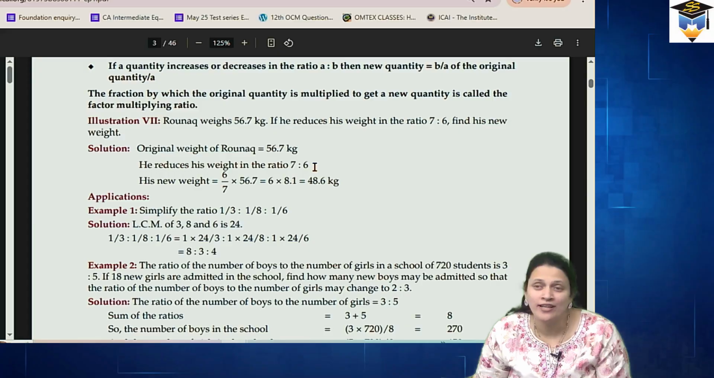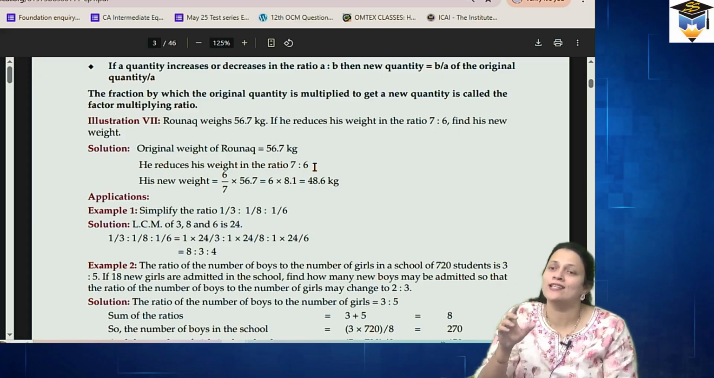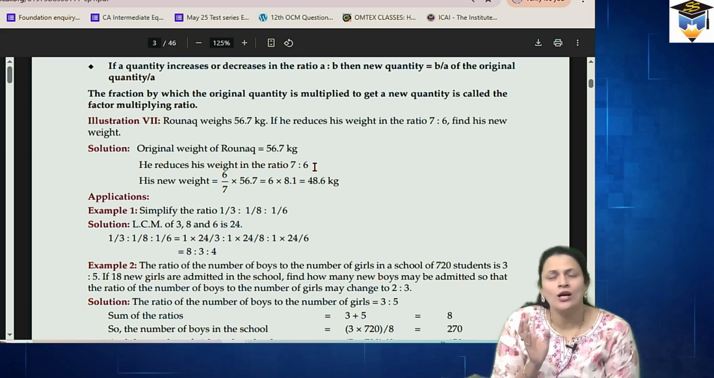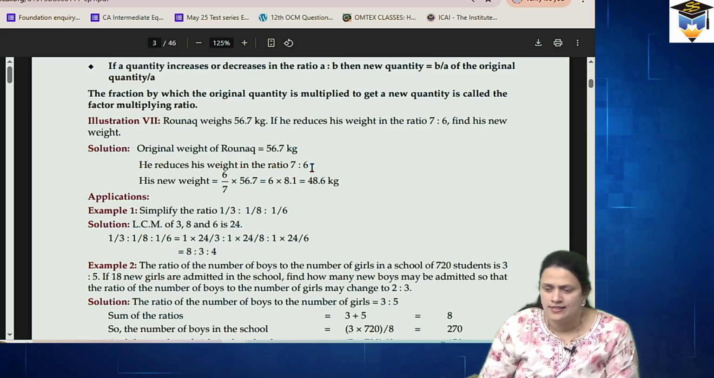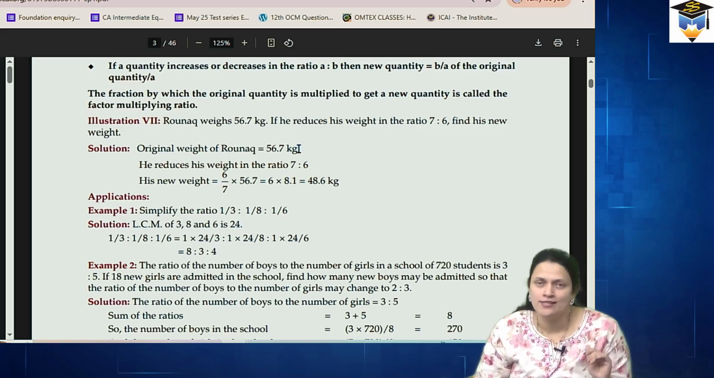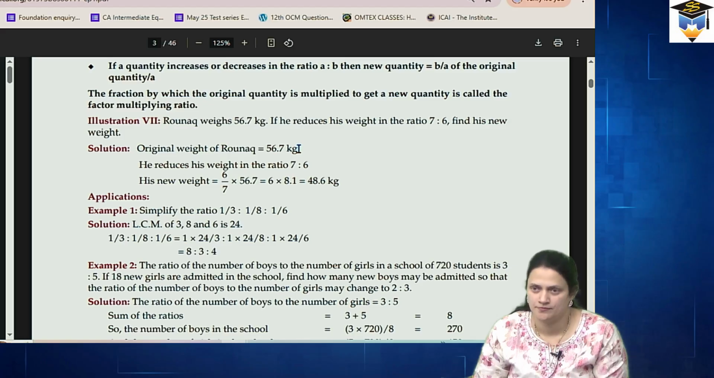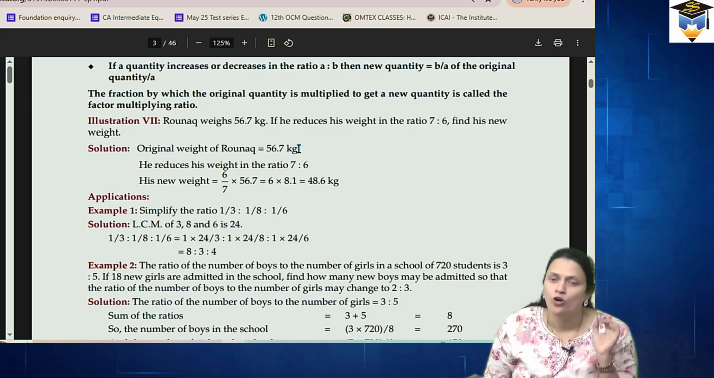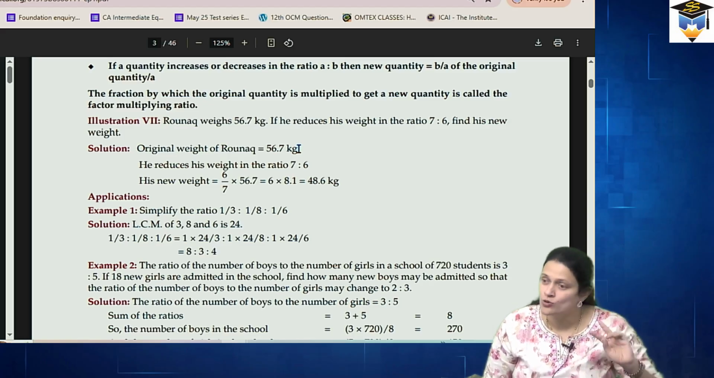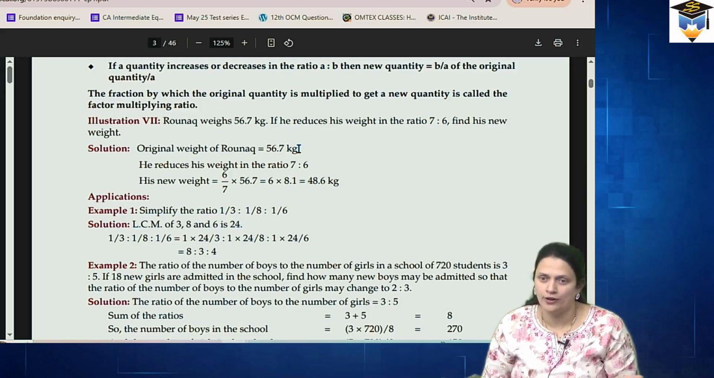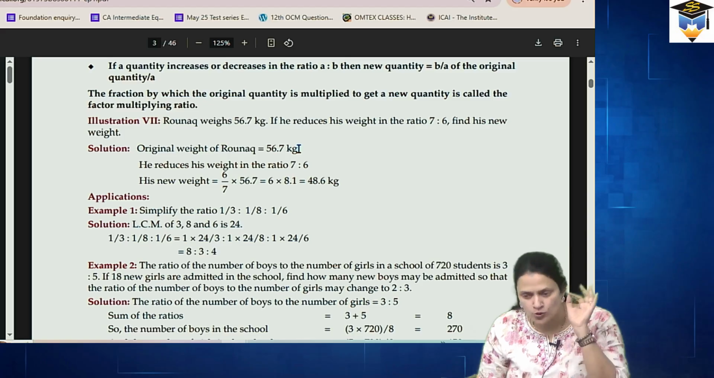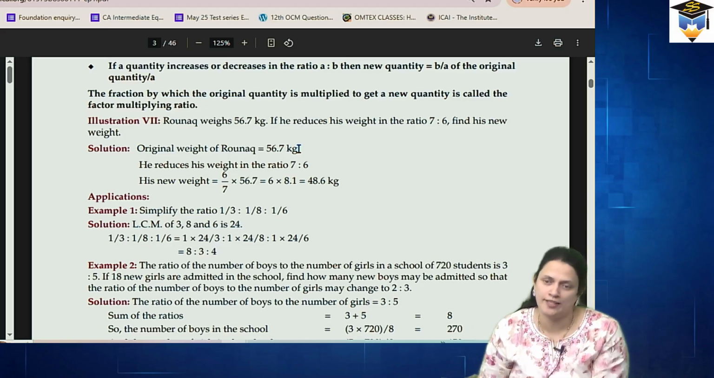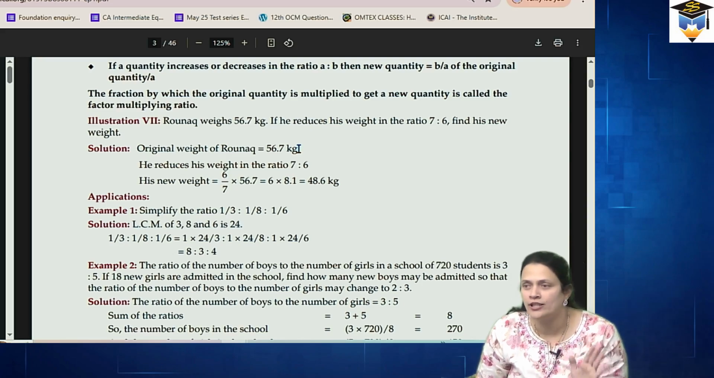See, now his weight is reducing. So the new weight which you get is after you reduce the original weight. So how will you reduce the original weight? My question is, shall we do 56.7 multiplied by 7/6? No, because his weight is going to get reduced. So what is the reduced quantity? It is 6. What was the original quantity? It was 7. So now, if you want to get the new reduced quantity, then you have to take the reciprocal. So it is 6/7 times 56.7. This is a very, very important thing which you have to remember.